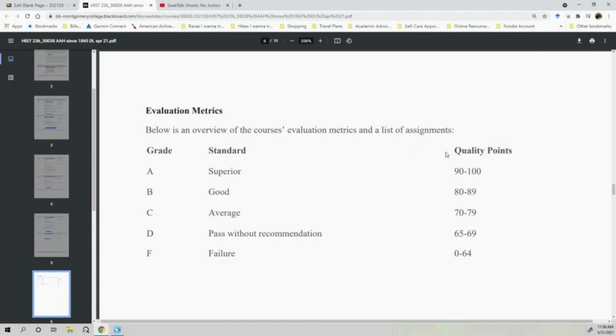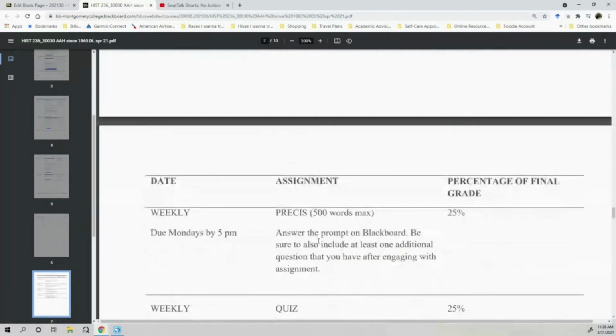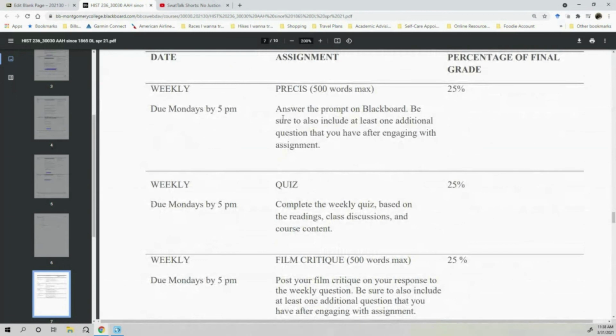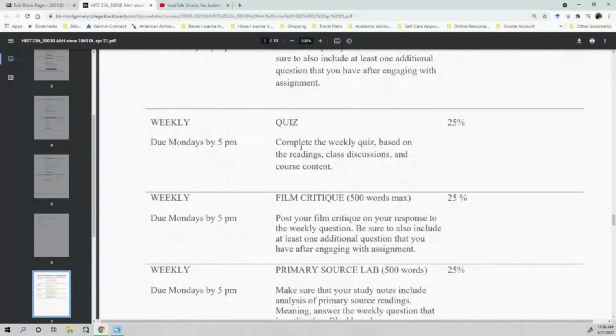So if you want A work, submit A work. If you want B work, submit B work. If you want C work, submit C work, and so on and so forth. So that's how I do grades. So what does it consist of? You have these weekly précis, 500 words max. They're due every Monday. Answer the prompt on Blackboard that I submit, and then turn it in by 5. Quizzes, you do your quiz by Monday.